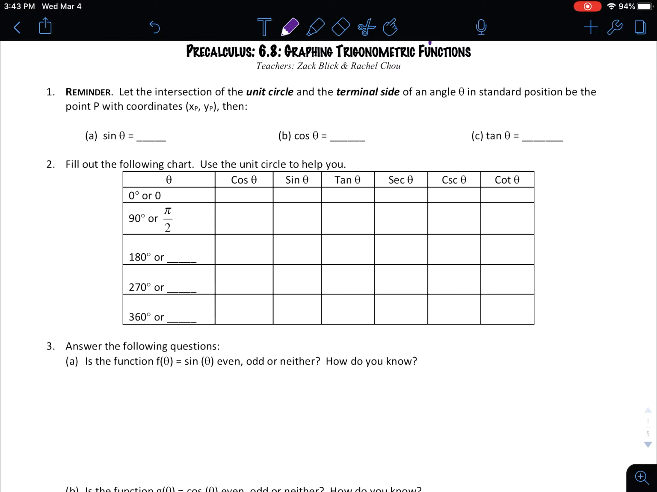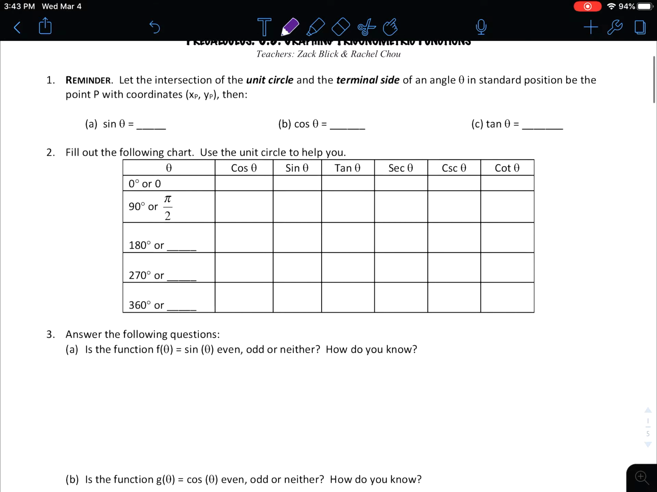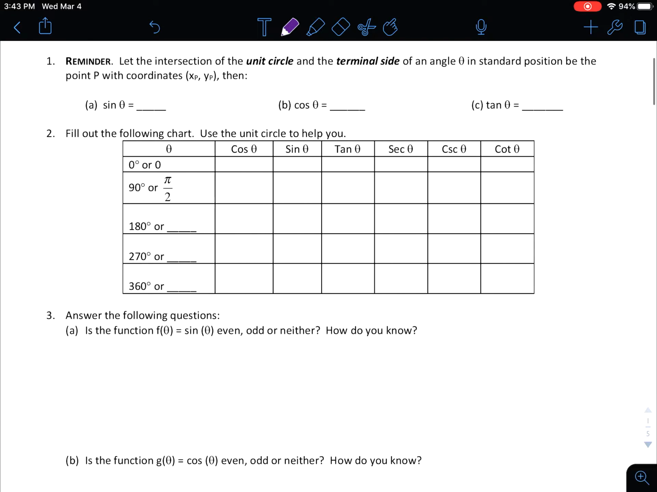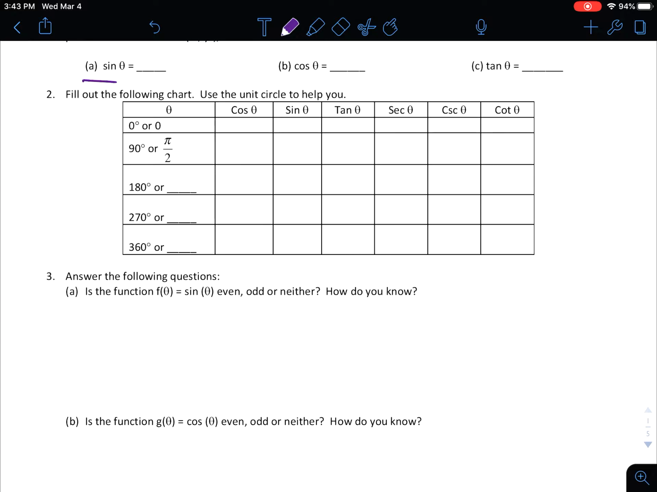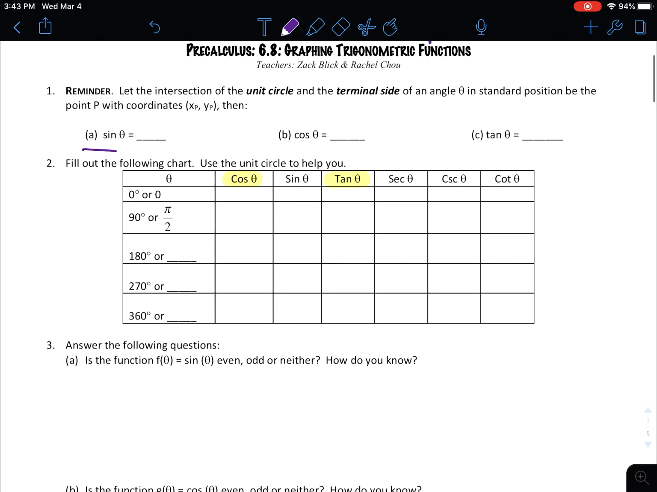I will do most of the problems, but not all of the problems. So for example, here on number 1, I'll probably do A and leave B and C for you. For number 2, I'll do some of these values. Maybe I'll just do cosine and maybe tangent as well, and I'll leave the rest to you, etc.